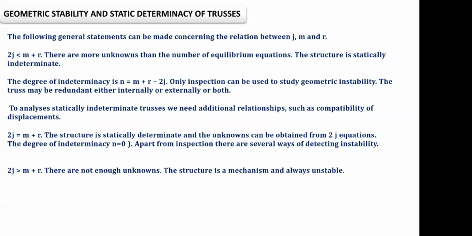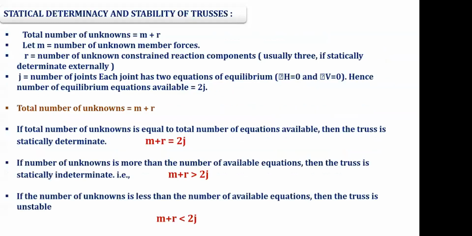And you can see the last one: 2J equal to M plus R, the structure is statically determinate and the unknowns can be obtained from the 2J equations. At the last one, 2J greater than M plus R, there are not enough unknowns, so the structure is a mechanism, and a mechanism is always unstable. So 2J equal to M plus R is stable, 2J less than M plus R is indeterminate, and 2J greater than M plus R is unstable. That is the classification. Now we can see the clear description.